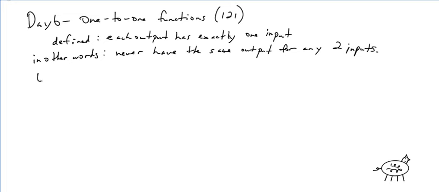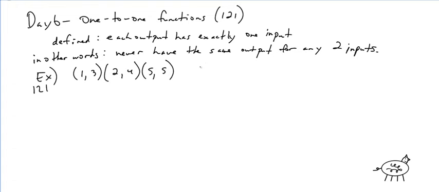So real quickly, let me give you an example of what I'm really talking about here. In terms of coordinates, an example of a one-to-one function is if I give you (1, 3), (2, 4), and (5, 5). That's an example of a one-to-one function because each output has exactly one input.